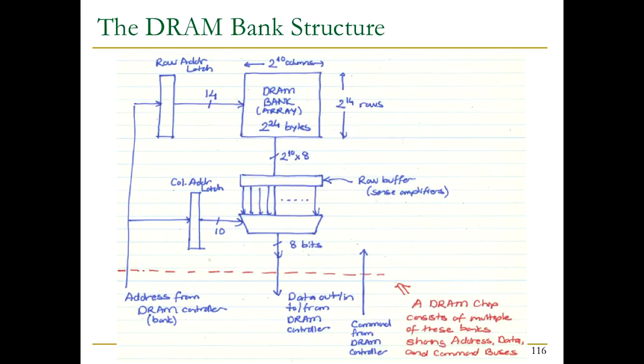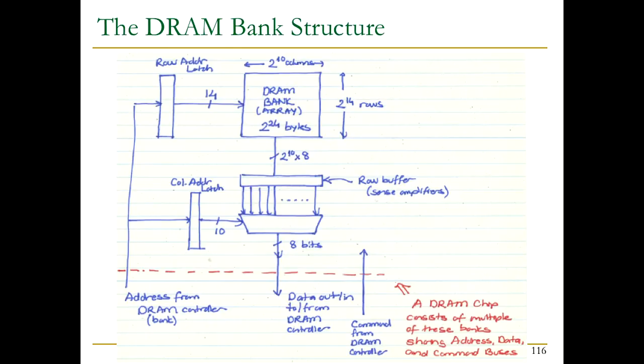And you get the data here, which gets amplified in this row buffer. And later, after you activate, the data gets into the row buffer. You can send the column address. It gets latched again. And then you also send a command, read or write, for example. If you're doing a read, basically you mux out the 8 bits that you want based on the address, and that goes back to the DRAM controller. And 8 of these chips operate in parallel so that you get 64 bits. And this is where the command comes in, but I didn't route the command over here to not complicate this. As we've discussed, our DRAM chip consists of multiple of these banks sharing address, data, and command buses.